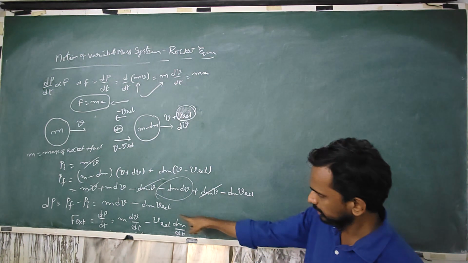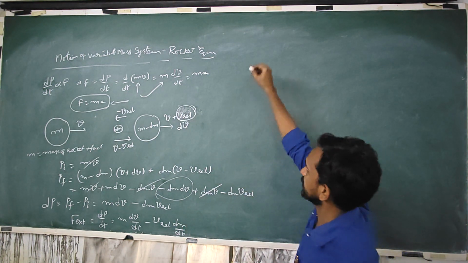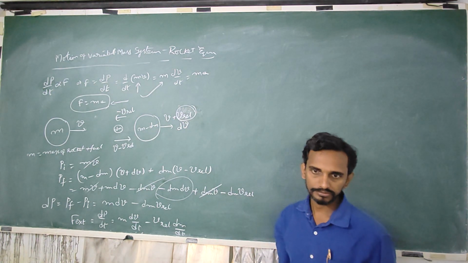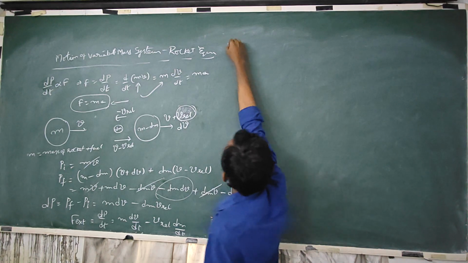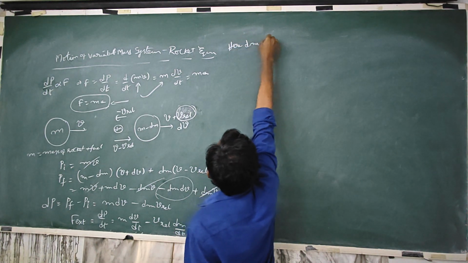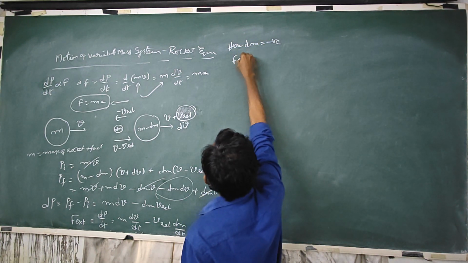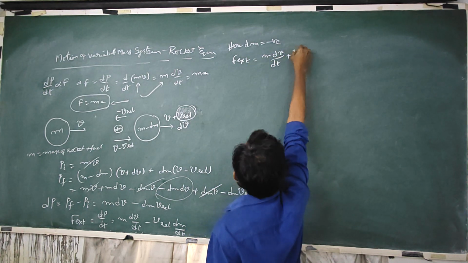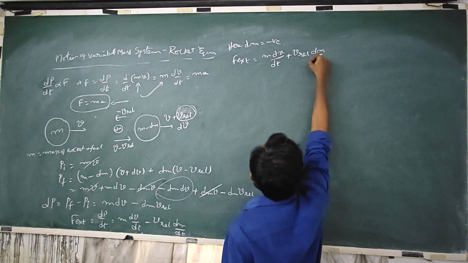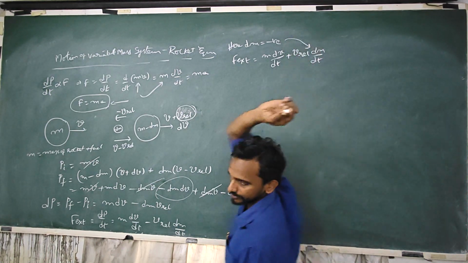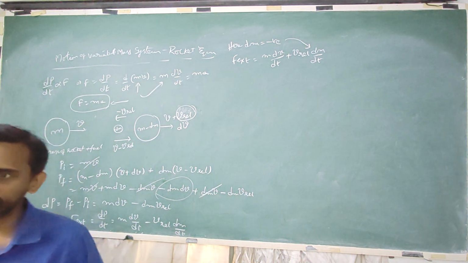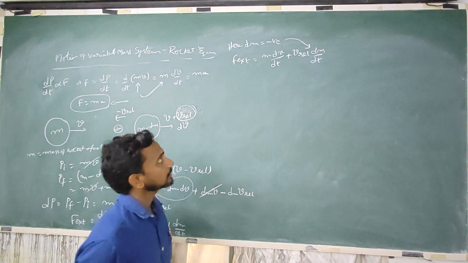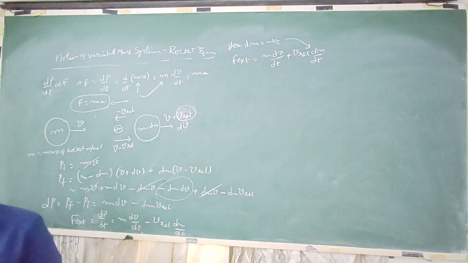So in total, here dm is a change in mass, and I am assuming dm is negative. So the equation becomes F external is equal to m dv by dt plus v relative times dm by dt, provided dm is negative. If dm is assumed to be negative, the equation is F external is equal to m dv by dt plus v relative dm by dt.